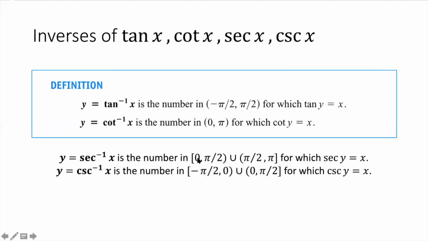The range of the inverse secant function is the closed interval from 0 to pi, except for the number pi over 2. And similarly, the range of inverse cosecant of x is the closed interval from negative pi over 2 to pi over 2, except for the number 0. And there is a very good reason for that.